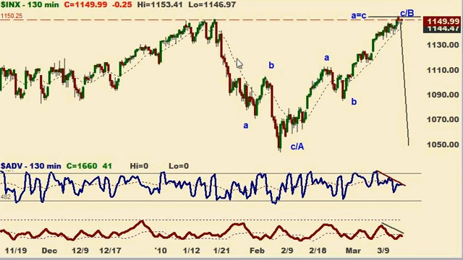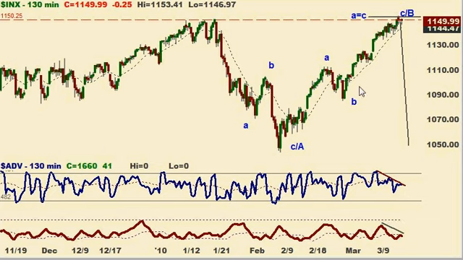Additionally, looking at my favorite count here, we have an ABC decline, which I'll call A, and then an ensuing ABC rally. A will equal C almost right on Friday's high. We shall see if that's it or not, but that's a very nice fit, particularly combined with the divergences both in breadth and momentum.